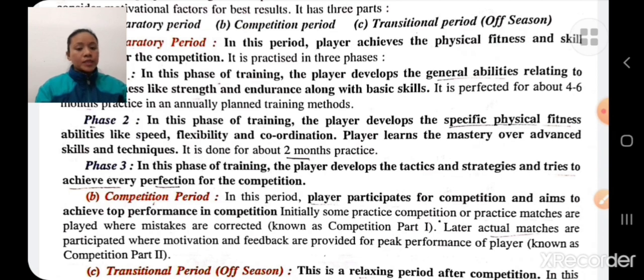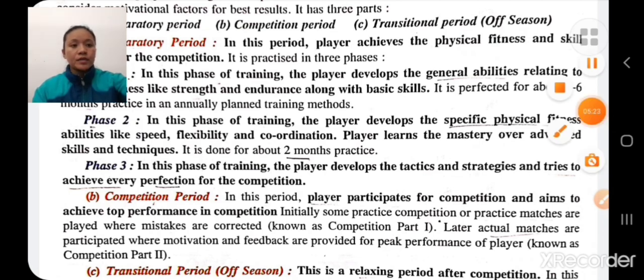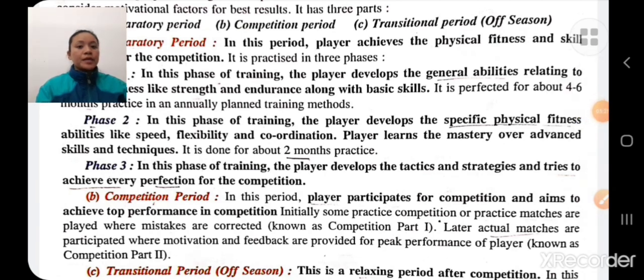Second is the competition period. In the competition period, we make the player ready for the competition, but before participating in the competition, the player participates in some practice matches in which their mistakes are corrected, and after the practice match he participates in the actual match where we motivate and provide them feedback so that his performance can be improved.